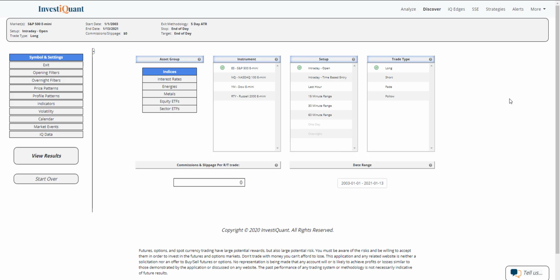Today is Wednesday, January 13th, 2021. And this morning I wanted to look at a unique market profile pattern that just took place here yesterday. And it's called a neutral center day. And that's based upon market profile day types.